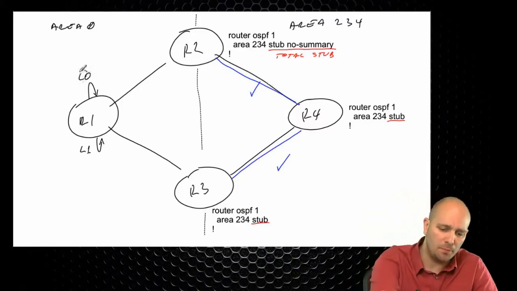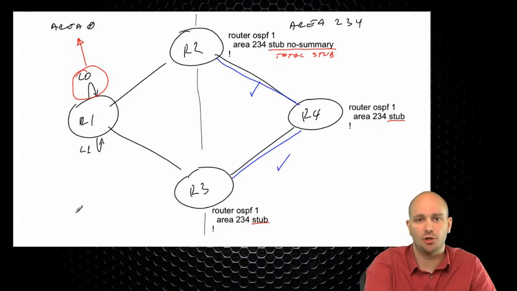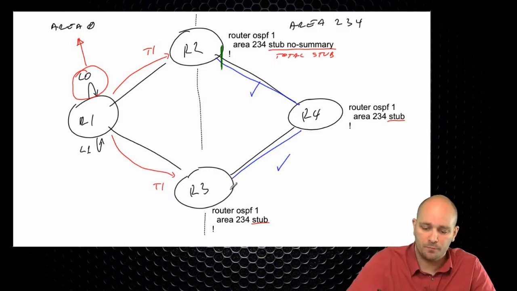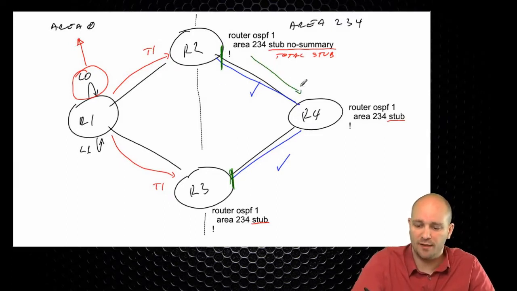Let's say that loopback 0 was advertised in area 0 as an internal route. That means it is going to arrive here as type 1 LSA, and it's going to arrive here as type 1 LSA. Now, both R2 and R3 are generating the default route.